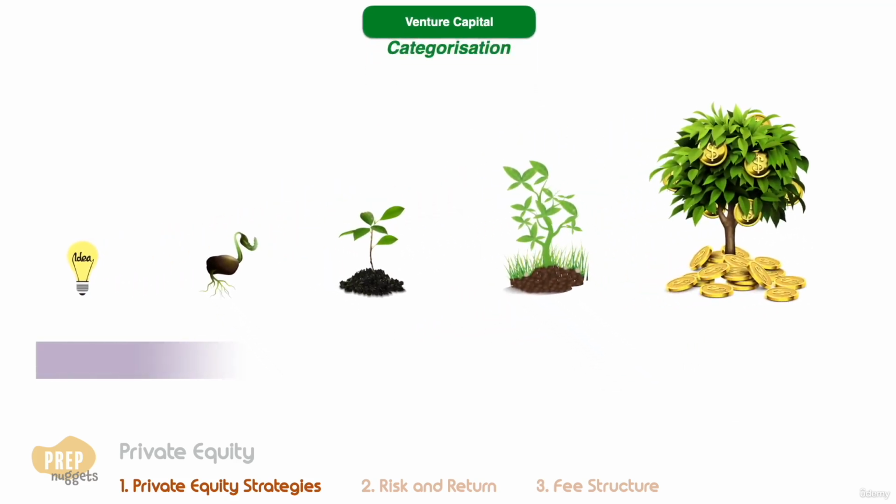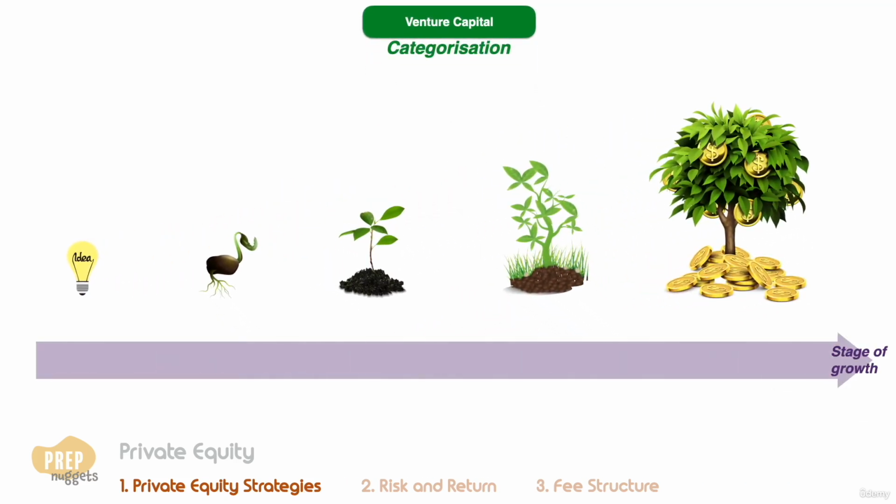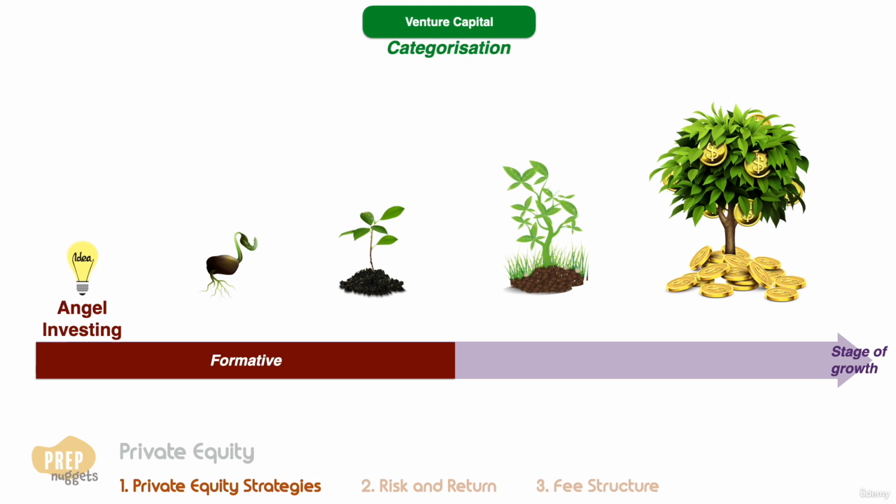Categorization of venture capital investments is based on the company's stage of development. Terminology used to identify venture firm investment at different stages of the company's life includes the following. The formative stage refers to investments made during a firm's earliest period and comprises three distinct phases. Angel investing is capital provided at the idea stage.